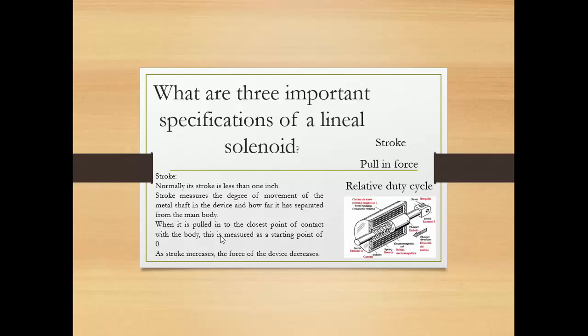Now we're going to see three important specs of a linear solenoid: stroke, pulling force, and relative duty cycle. The stroke is important because it measures the degree of movement that the shaft of the solenoid will move. We can use a reference point of 0 when the shaft is not moving, and as stroke increases, the force of the device decreases. So that's an important consideration that you need to have.